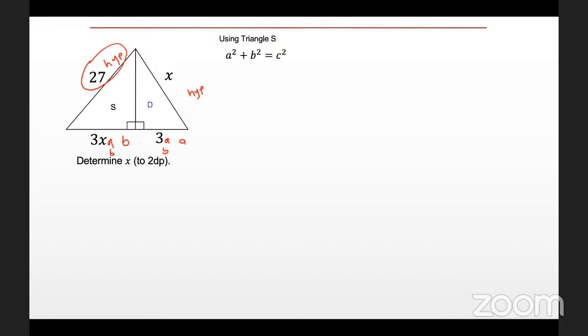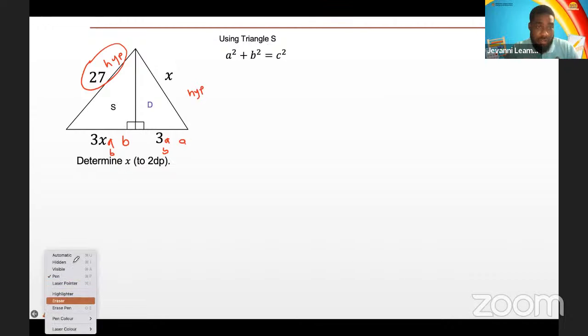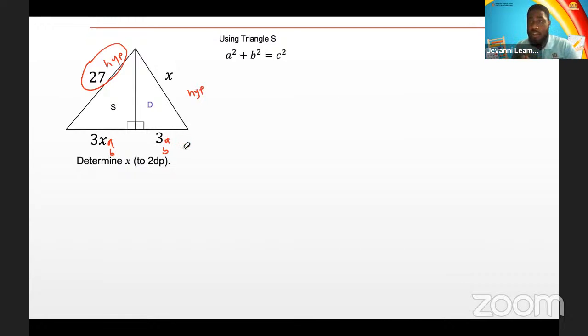So let me just get this out of the way. Remember, whatever 3x is, whether it's A or B, it must be the same for the number 3. It should be A or B, whichever one you choose. But I actually chose A. So I chose 3x to be A for triangle S. And then when you work out triangle D, I'm going to use A as my 3, right? So I'm actually finding B, and then I continue afterwards.